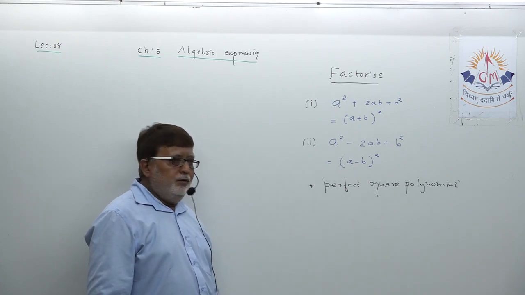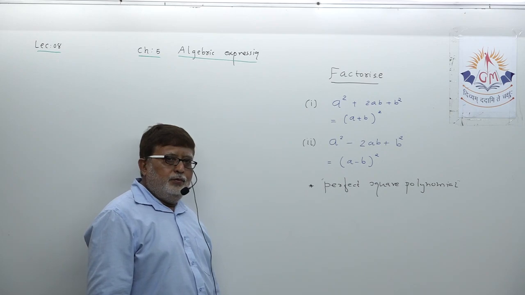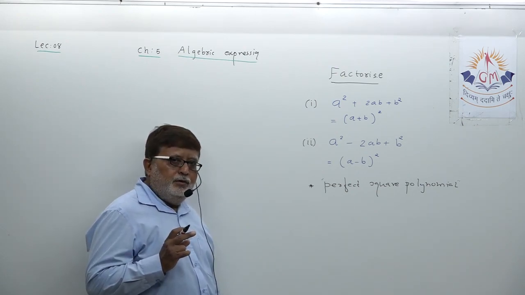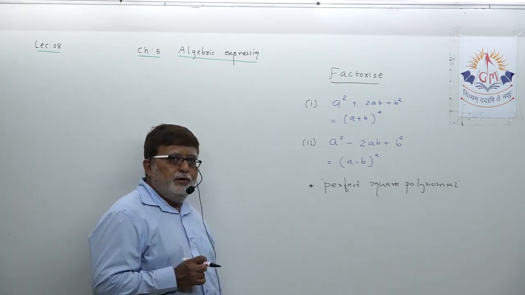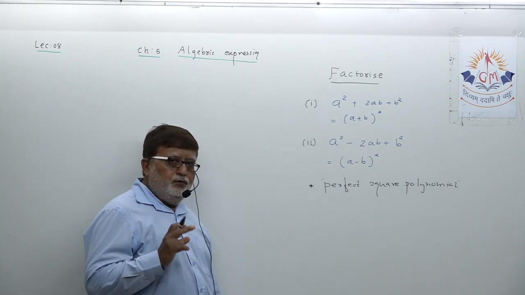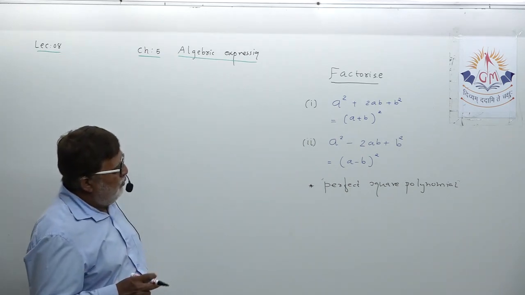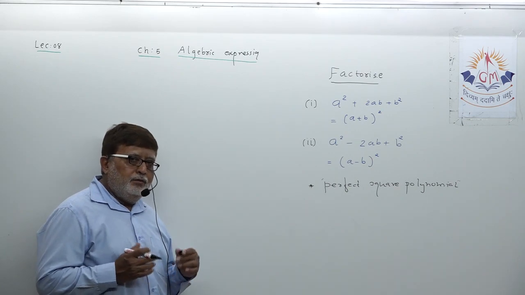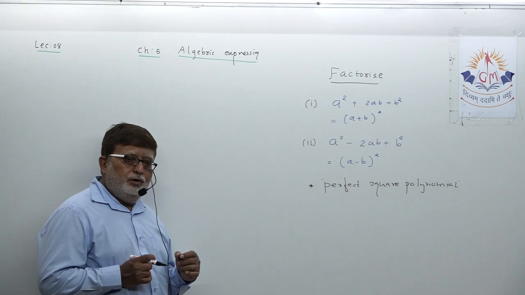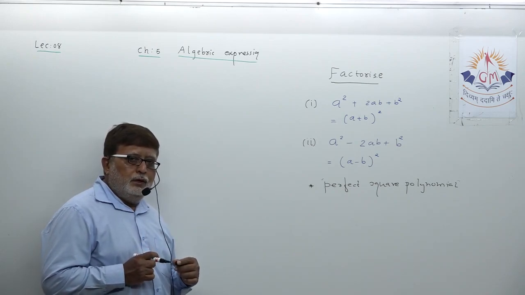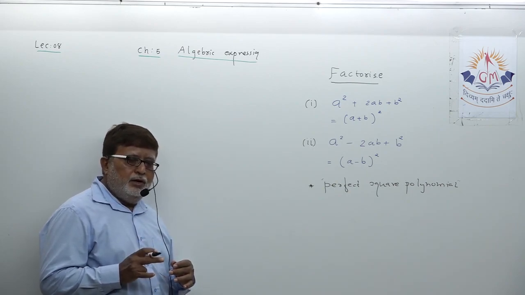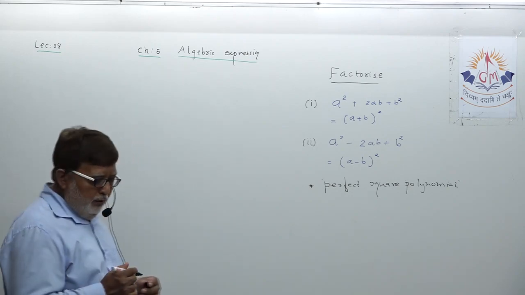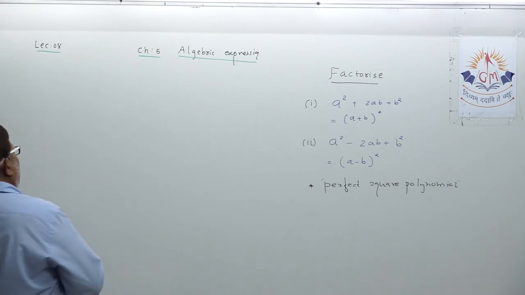So, dear students, whenever you are given any example of factorize, first you have to check whether the given polynomial is a perfect square polynomial or not. If it is a perfect square polynomial, then you can utilize both these identities. How can you decide? There is one process for determining this, which we have to understand. So, question number 1 today.